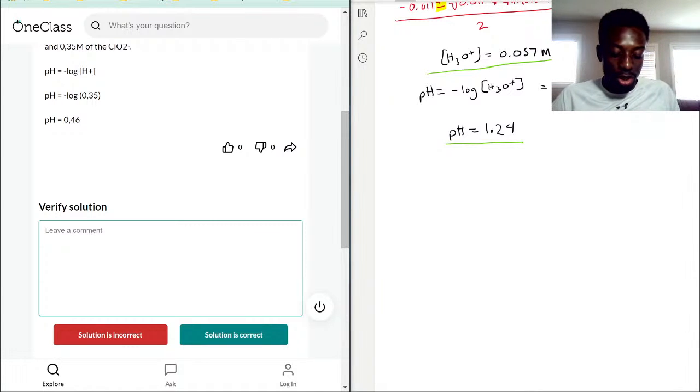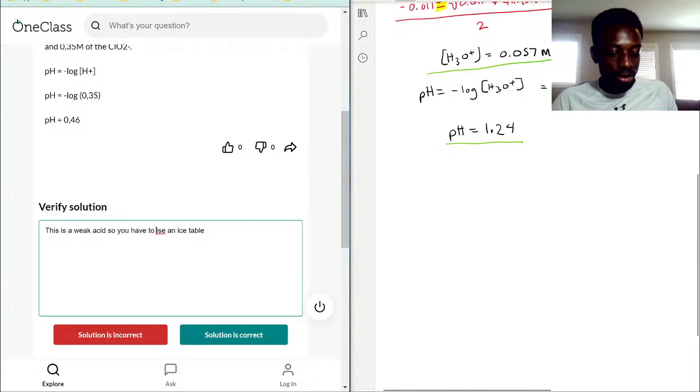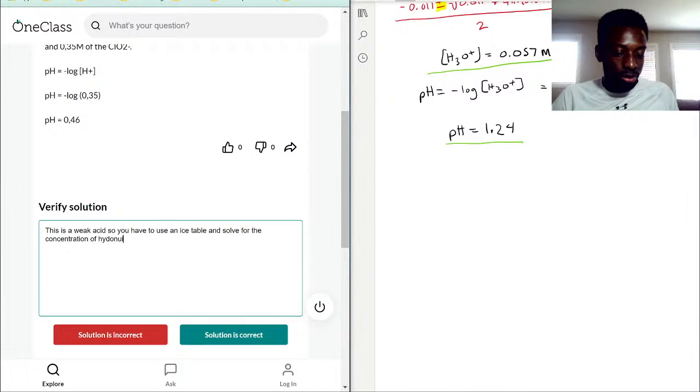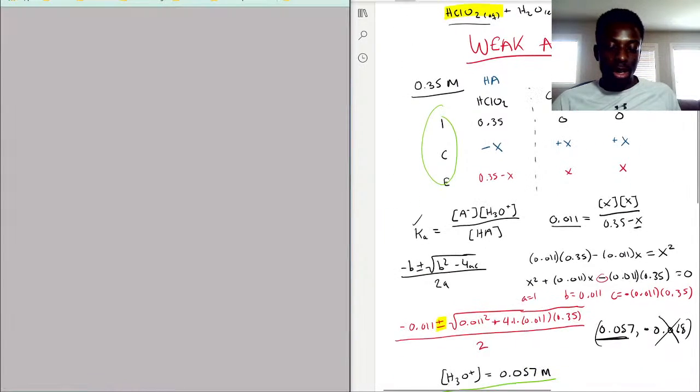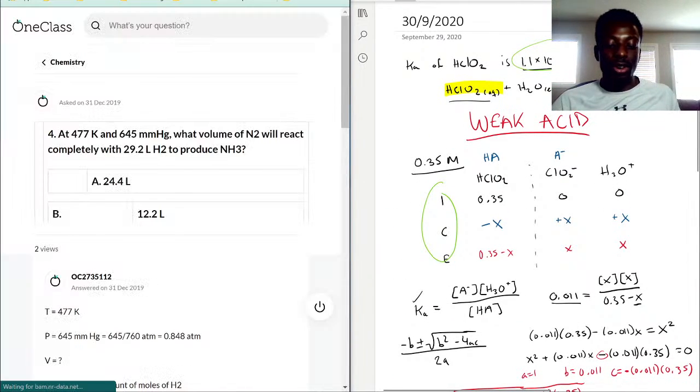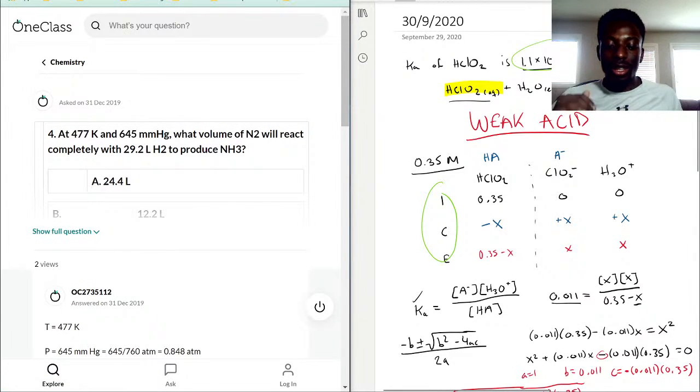This is how you actually solve it. This is a weak acid, so you have to use an ice table to solve for the concentration of hydronium. So that's it for that question. Just make sure that you notice if it's a weak or strong acid. Remember, greater than 1, strong acid; less than 1, which this one is, weak acid. That's usually the rule of thumb. It might change here and there based on who your instructor is or what they're using as a reference in their textbooks, but that's usually the rule of thumb.